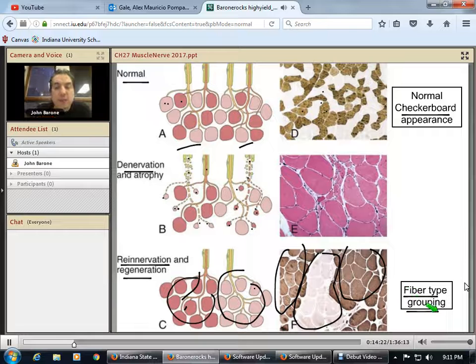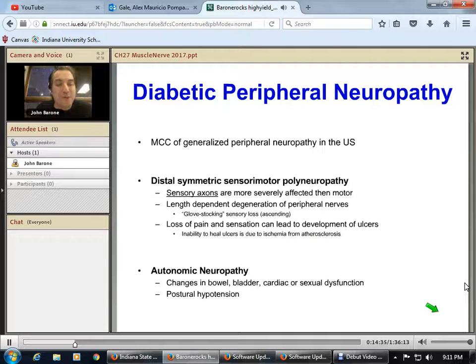So this is called fiber type grouping. Usually the answer is denervation, reinnervation. That's usually the answer. That's what they're going to be looking for when you see checkerboard go to a fiber group pattern.